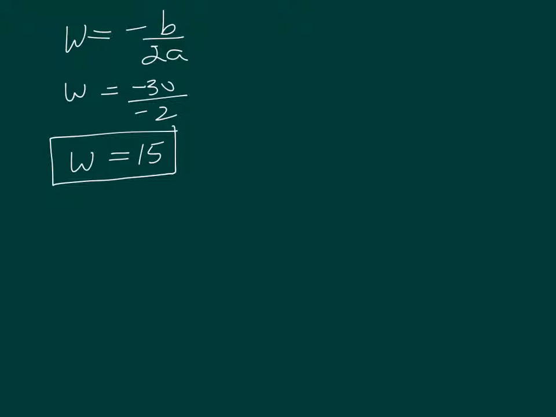So there's the width of the rectangle. The reason we got the vertex was that the vertex gives us our maximum point. So the area, equaling the length times width, will be maximized at the vertex. So there's the W coordinate of the vertex. And we know from up above that the length equals 30 minus the width. So then the length will also be 15.